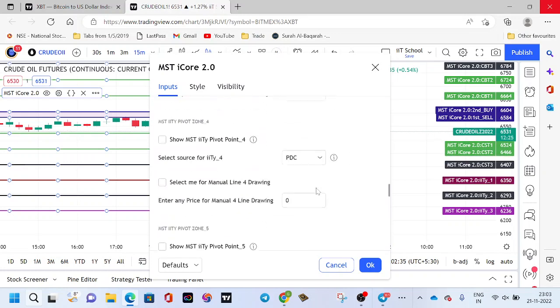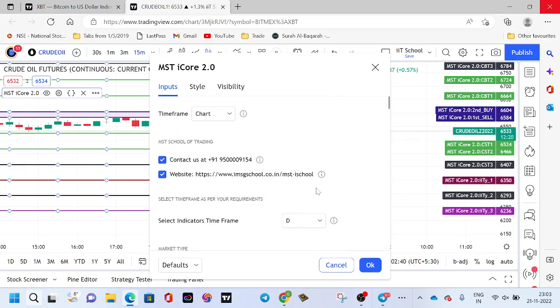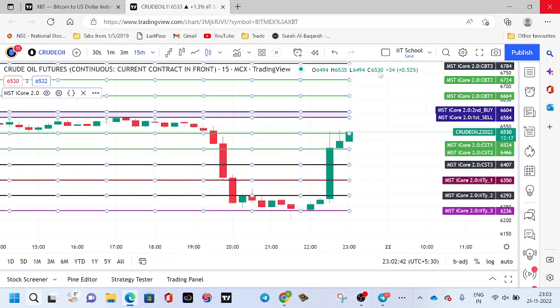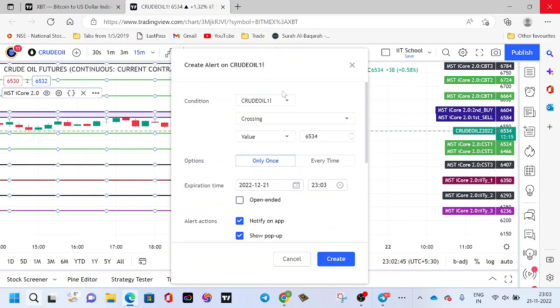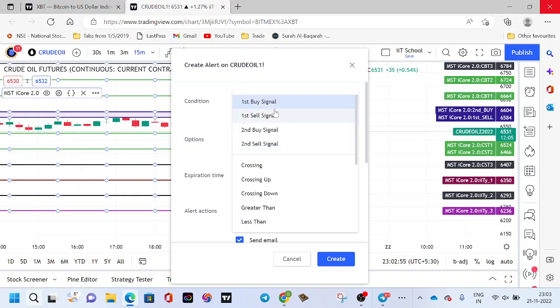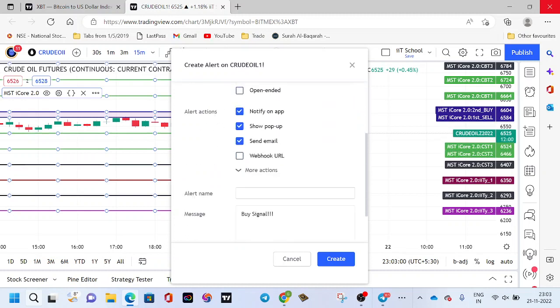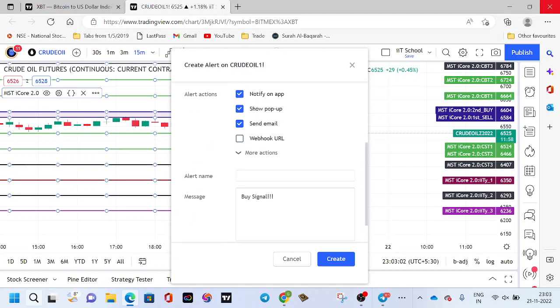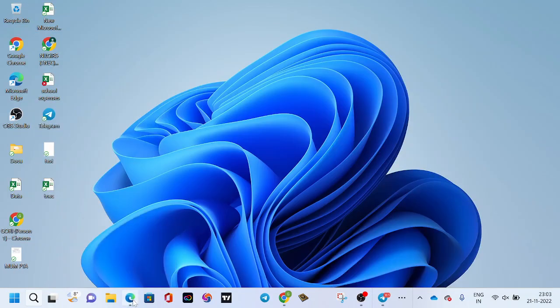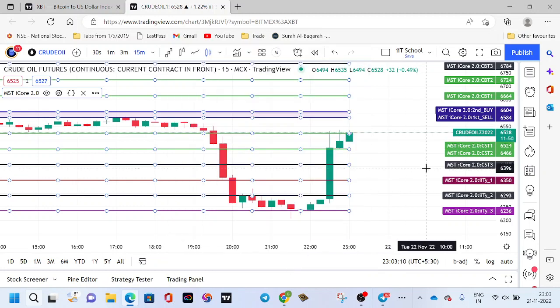The next one: we have recently added alerts. Come here to alert condition, and you can set crude oil or whatever conditions you are having. Whenever you are getting first buy, first sell, for all those things you can keep the settings here. Whenever it is triggered, you can see the indication on your mobile phone or in your app. Hope it is clear.